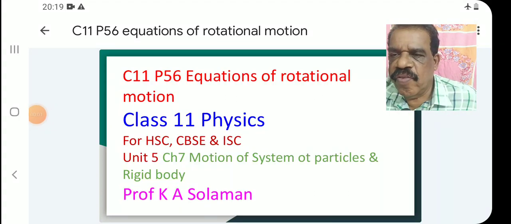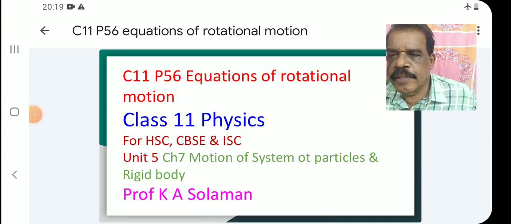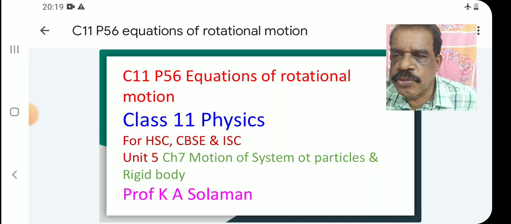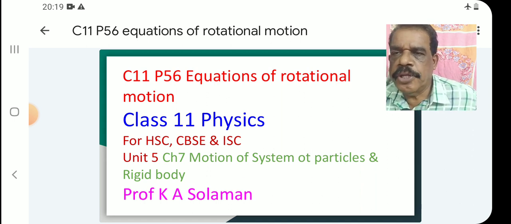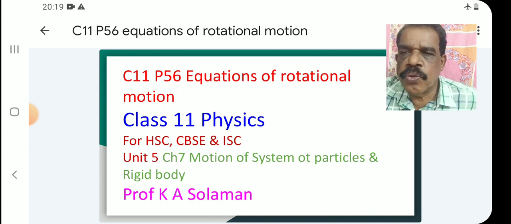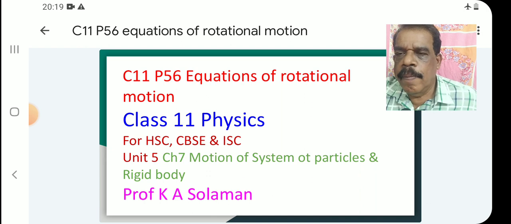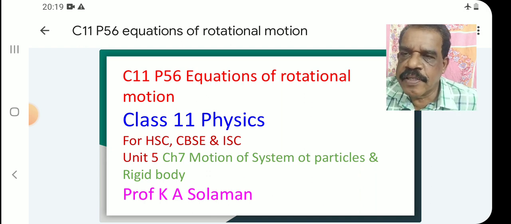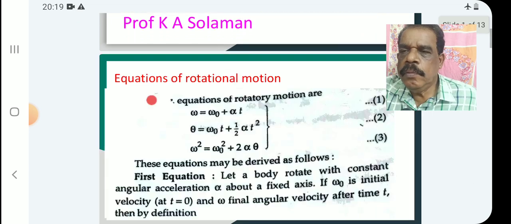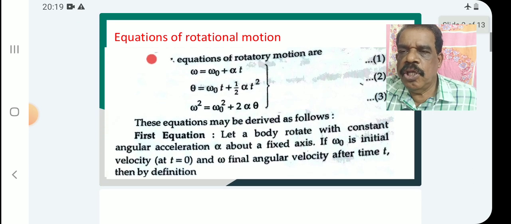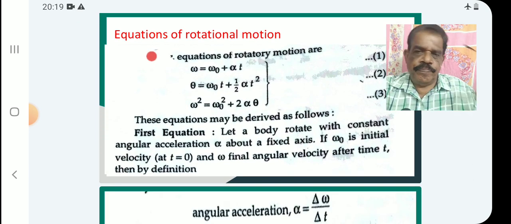Welcome to class 11 physics for HSC, CBSE and ASC. And this is chapter 7, motion of system of particles, rigid body. Today we see class number P56, equations of rotational motion, plus 1 physics. There are 3 equations of rotational motion.